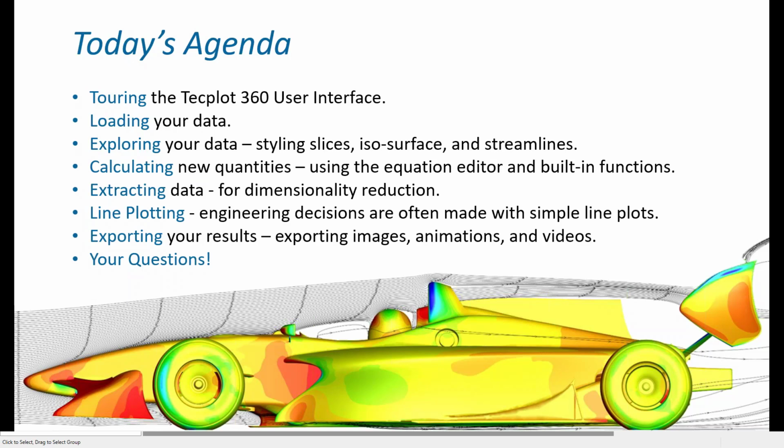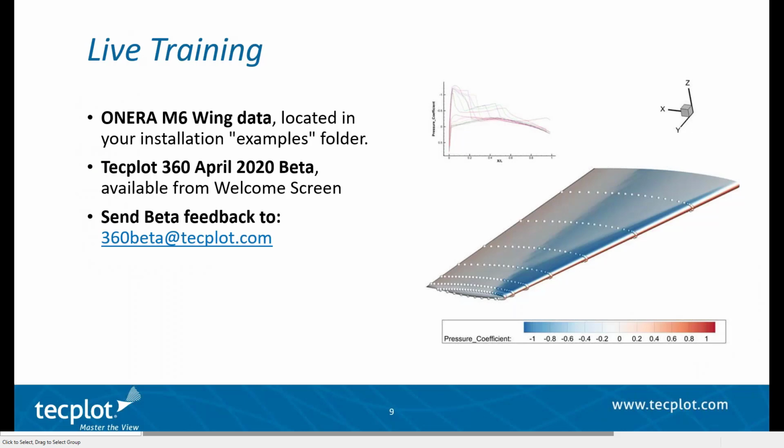One of the real strengths of Tecplot 360 is the full set of X, Y, and 2D plotting features in addition to the 3D. The 3D is great for impressive images, but a lot of engineering decisions are often made with simple line plots, and we do a great job with that as well. And then lastly, I'll show how to export your results using images, animations into multiple different video formats and image exports that you can use for papers, presentations, or sharing with your colleagues. And then after that, we'll answer the questions that have come up.